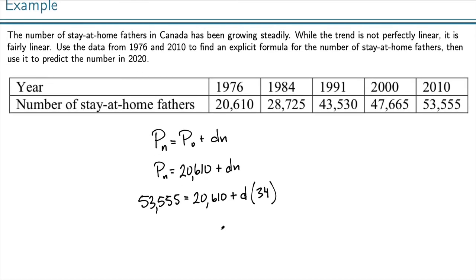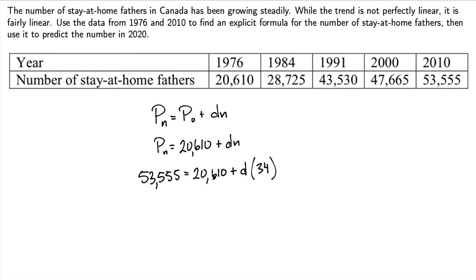If we subtract 20,610 from both sides of our equation, we get 32,945 equals 34 times D. Now we divide both sides by 34, and that gives us just our D equals 32,945 over 34. And that doesn't reduce at all.